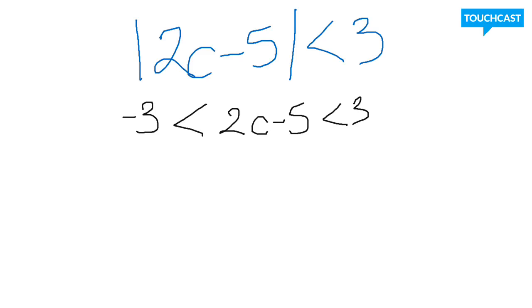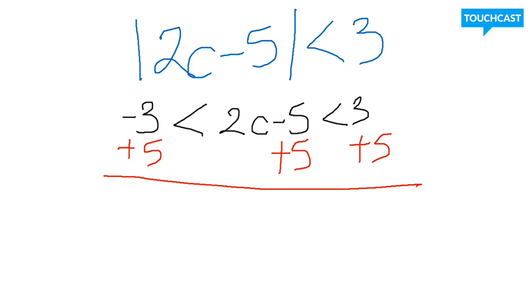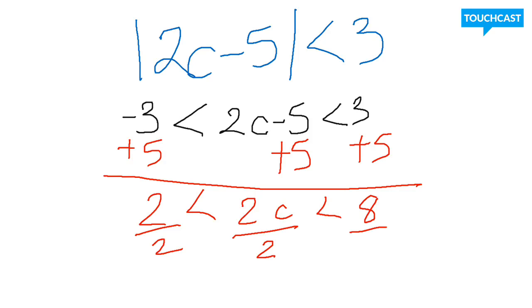And then we solve. The key thing here is that when you add 5, we have to add 5 in all 3 spots. So we're adding 5 everywhere. Negative 3 plus 5 is 2. So we have 2c, and that's less than 8. And then finally we're going to divide by 2. And you'll see we get the same answer. It's just a little bit different format.